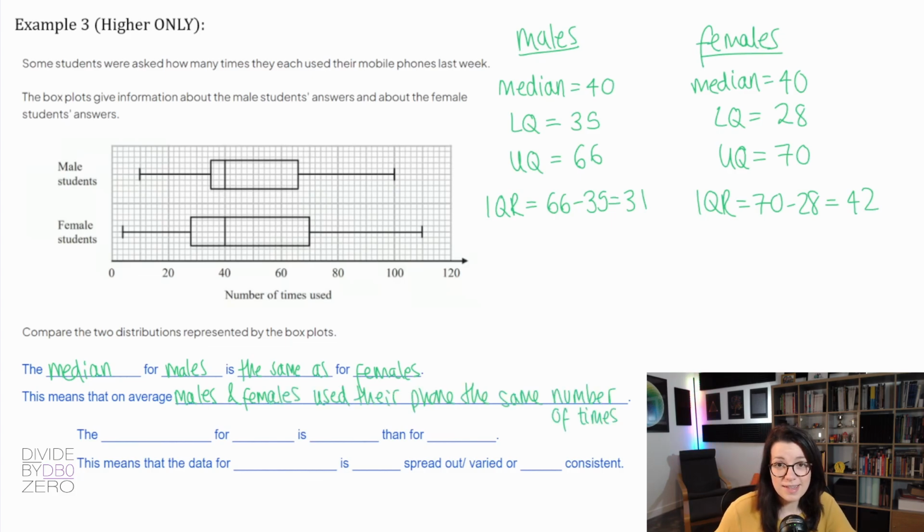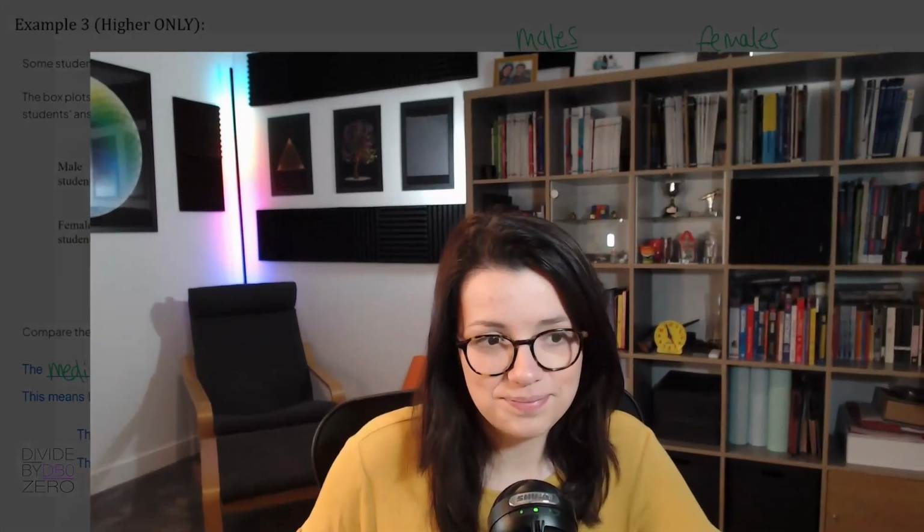There is a difference in the interquartile ranges though, so we can say the interquartile range for females is higher than for males. This means that the data for females is more spread out or varied, in other words, less consistent.